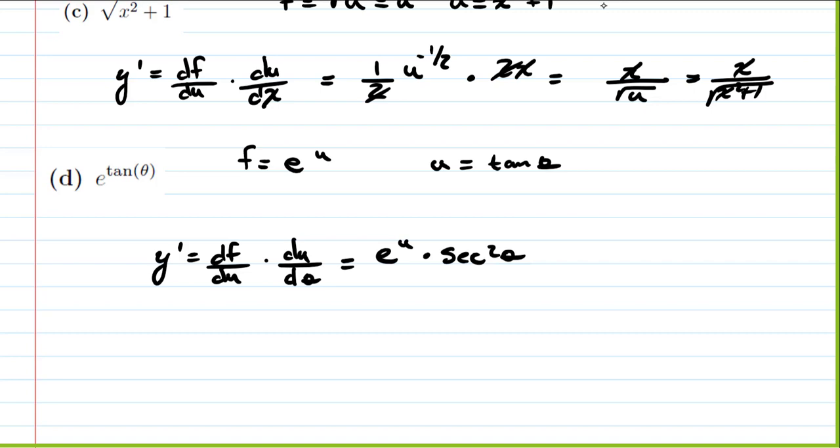Then we substitute out our u. So we have secant squared theta times e to the tangent theta. So our derivative of e raised to the tangent theta is secant squared theta times e raised to the tangent theta.